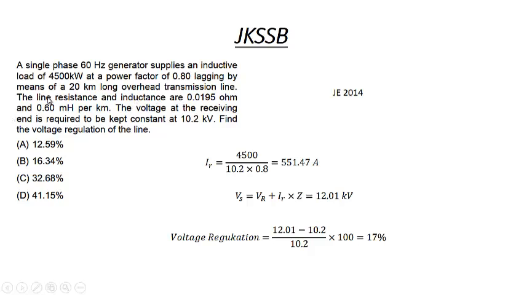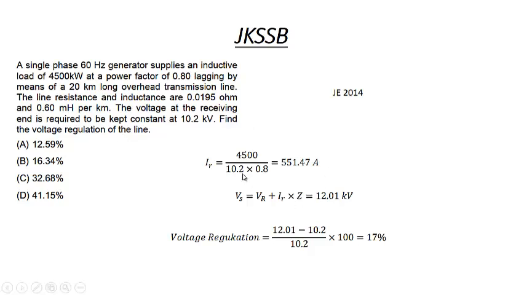So this is a question: a single phase 60 Hz generator supplies an inductive load at a power factor lagging from a 20 km long overhead transmission line. The line resistance and inductance are given. The voltage at the receiving end is required to be kept constant at 10.2. So here the receiving end voltage is given, the line parameters are given, the receiving end power is given, and the length of the line is given. Since the length of the line is 20 km, it's a short transmission line.